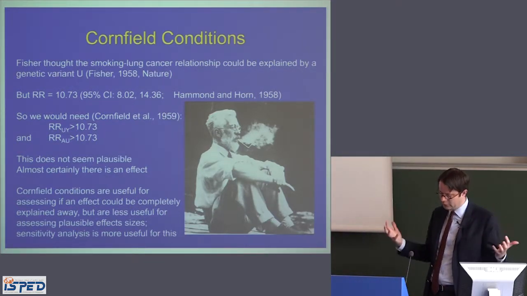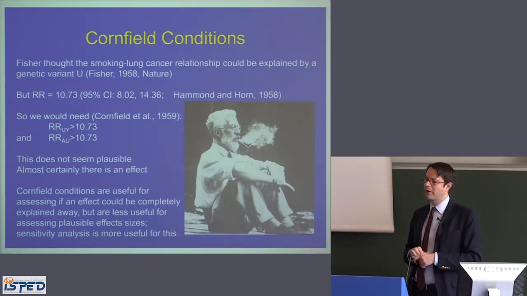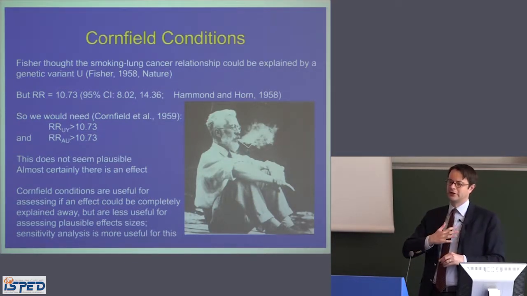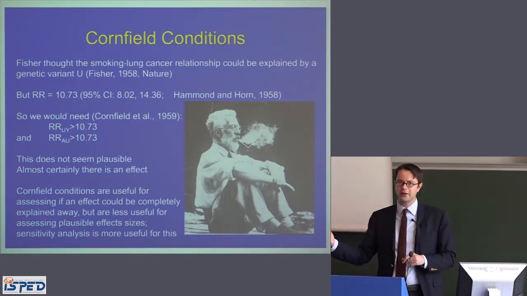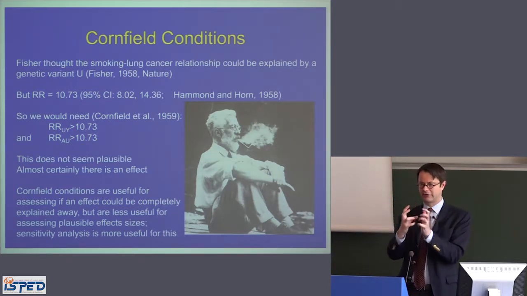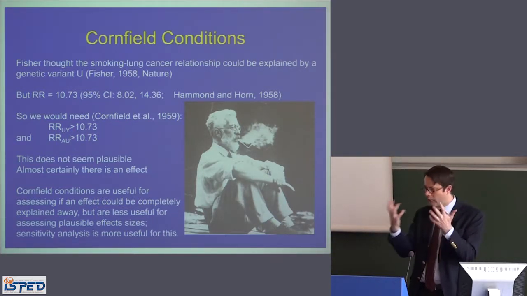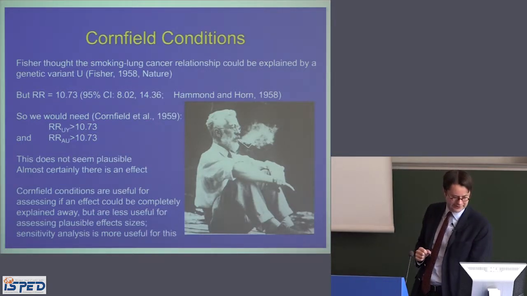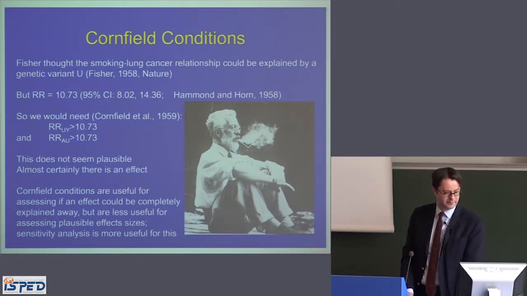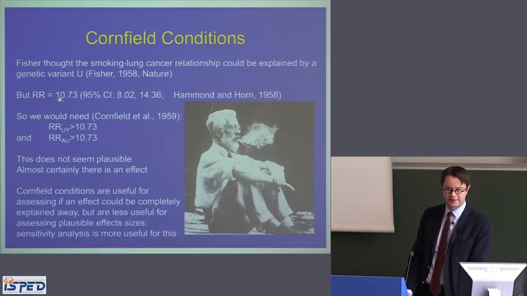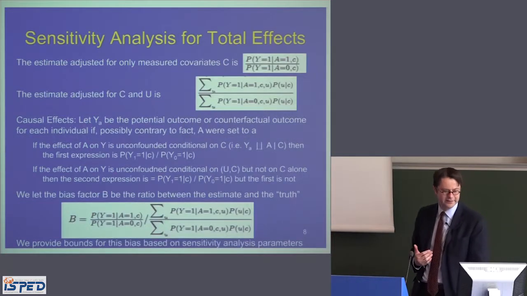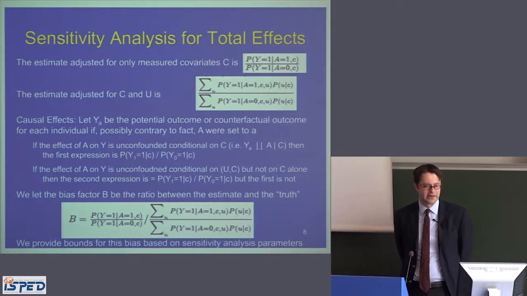Again, it can be a useful rule of thumb, but often we want to know not just how much confounding is needed to explain it away, but if we had a certain amount of confounding, how much would that change our estimates? Maybe we think that tenfold increase in risk is too large because there is some confounding, but how much should we reduce it then? And that's what sensitivity analysis does.